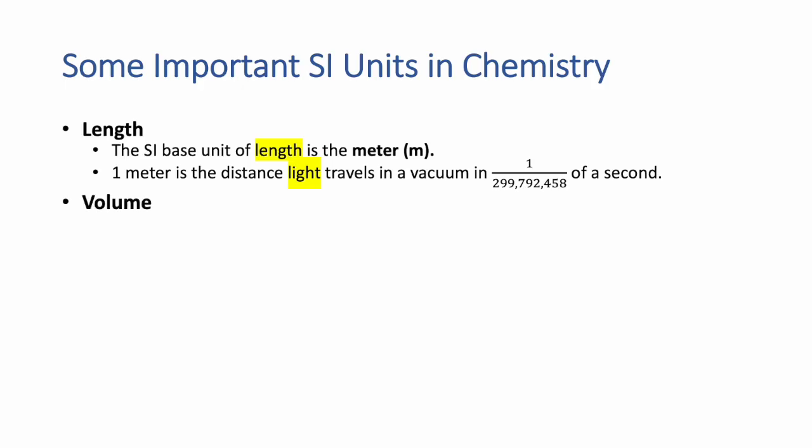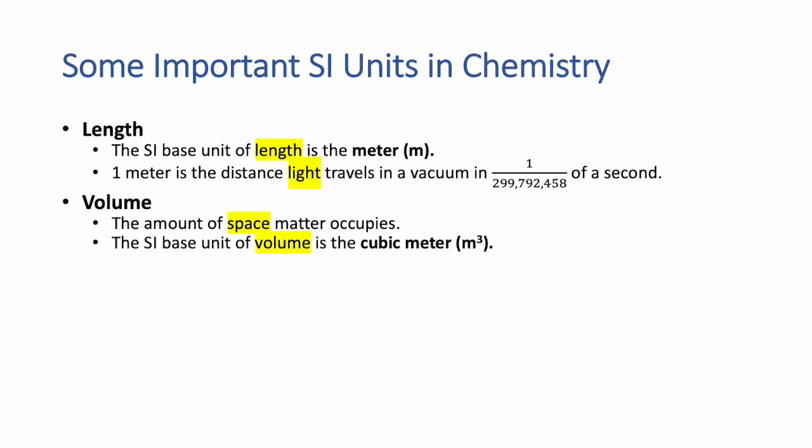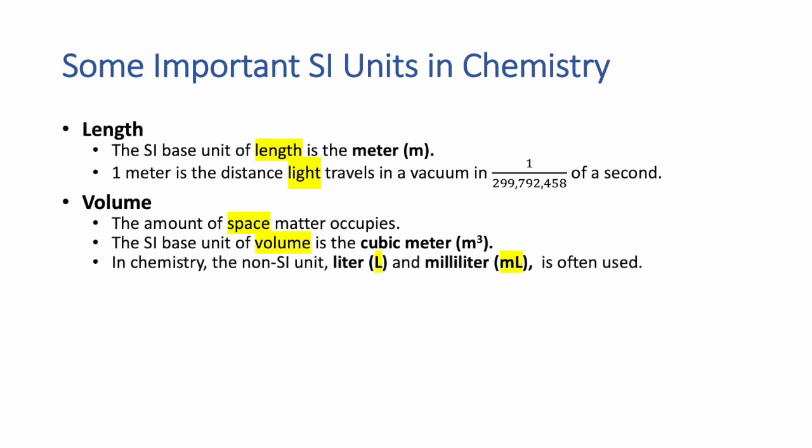The next quantity would be volume, and volume is defined as the amount of space matter occupies. The SI base unit of volume is the cubic meter, or m3. In chemistry, the non-SI unit will be liter, or capital L, and then milliliter, which would be lowercase m, capital L.